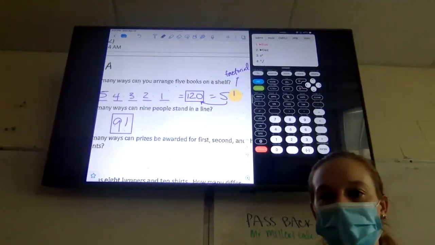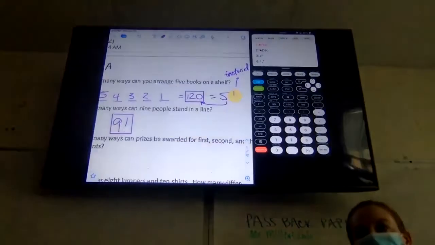Do we have to write this down? Factorials, yeah.